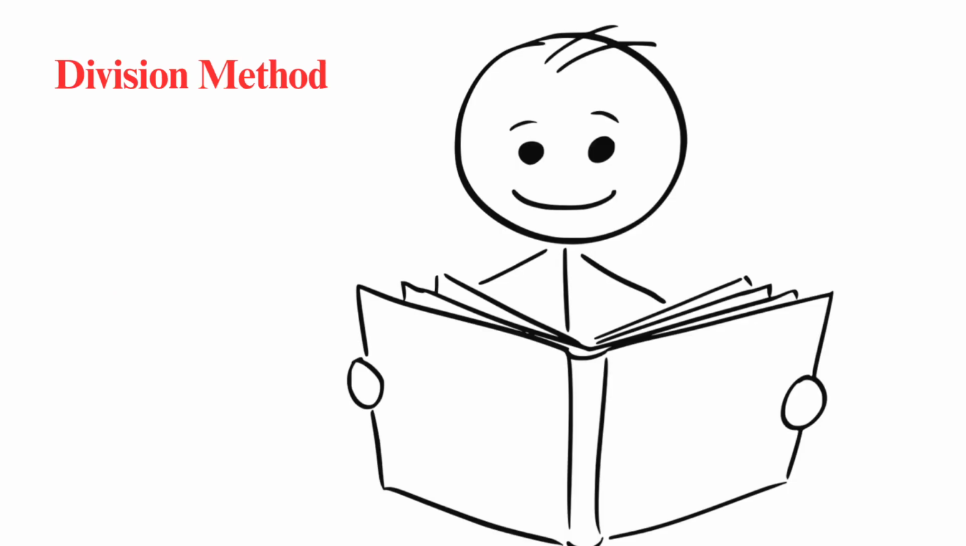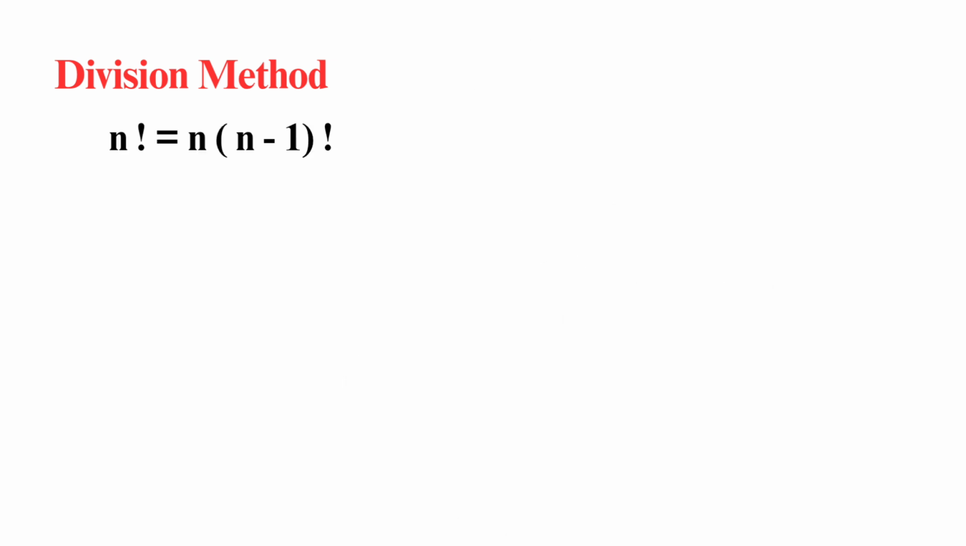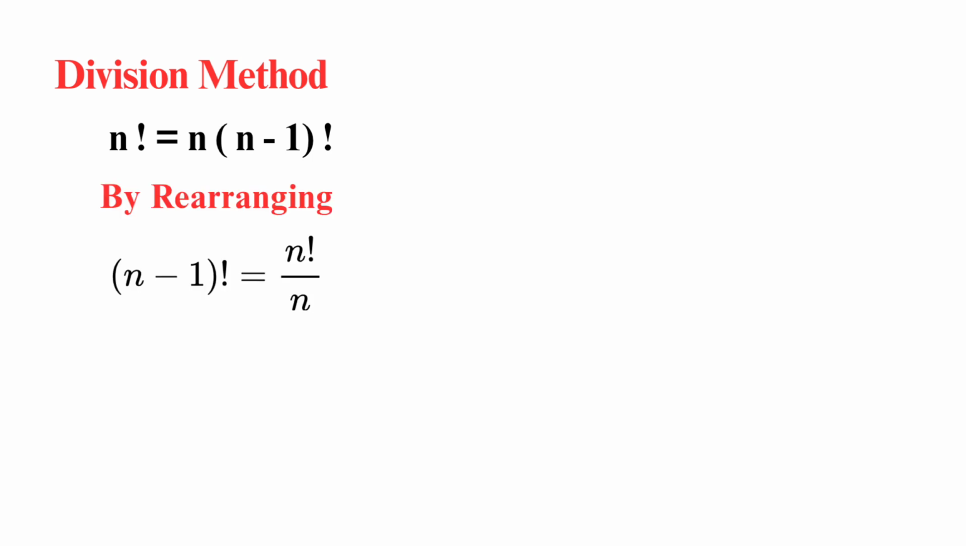Now we are going to understand why 0 factorial is equal to 1 using the division method. The general form of factorial is n factorial equals n times (n minus 1) factorial. If we rearrange this, we get (n minus 1) factorial equals n factorial divided by n. Let's try to use the division formula. Put n equal 5, so it becomes 5 minus 1 factorial equals 5 factorial divided by 5.